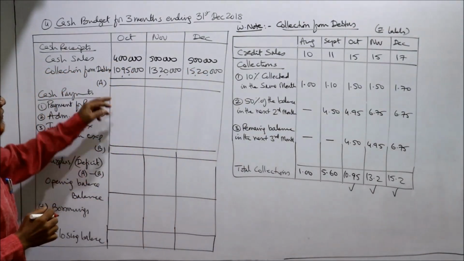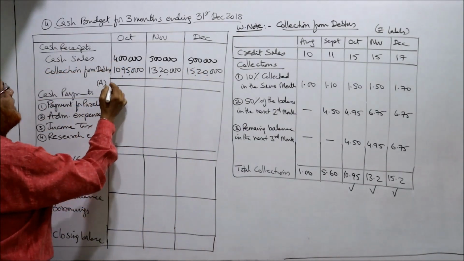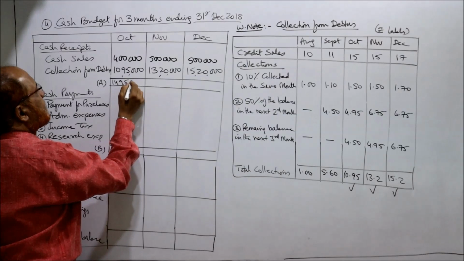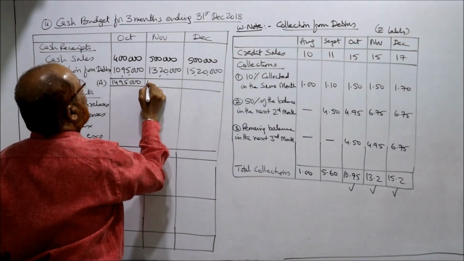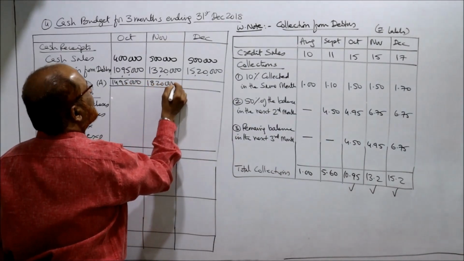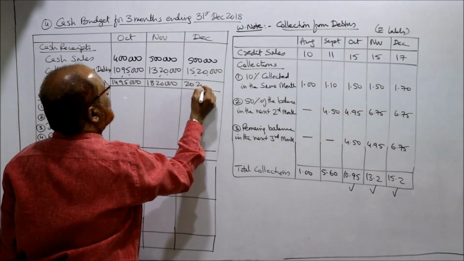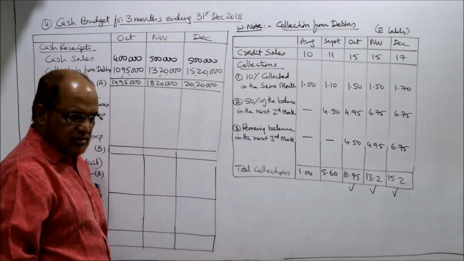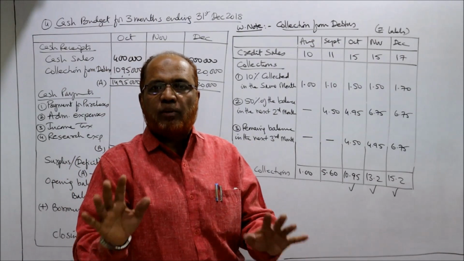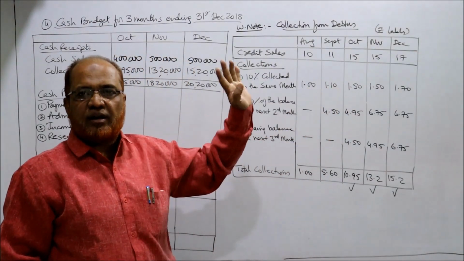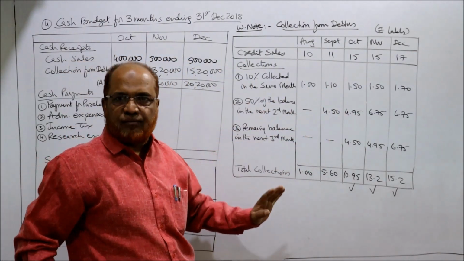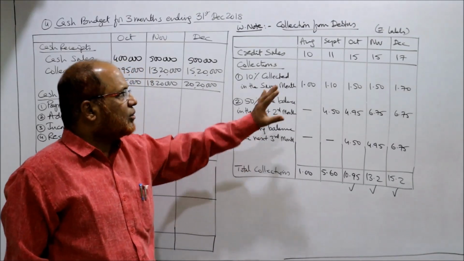That's it. Now we add up 10 plus 4, 14,95,000. Here 18,20,000. Here 20,20,000. That's it. The main complication in this problem is regarding the collection from debtors. Here only you have to be careful. With concentration you have to.